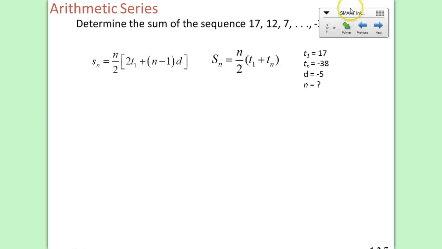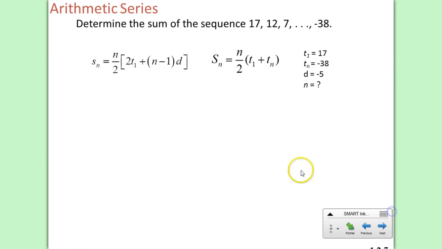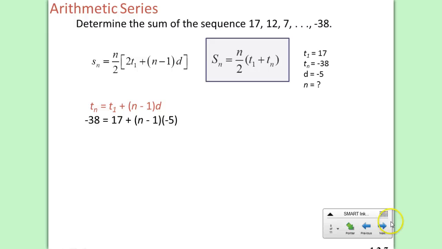Arithmetic series, well, let's find out. Let's do a couple of examples. Determine the sum of the sequence 17, 12, 7, and so on. The first thing you always do is look at the quantities that you know. You know term 1 is 17, you know term n is negative 38, and d is minus 5. You need to find out which formula would be useful. Well, first thing we need to do is find out how many terms there are. Without that, we have no way of using either formula. So if I sub in what I know from last day into the Tn formula and solve it, I find out that this sequence, when I get to negative 38, is going to have 12 terms.